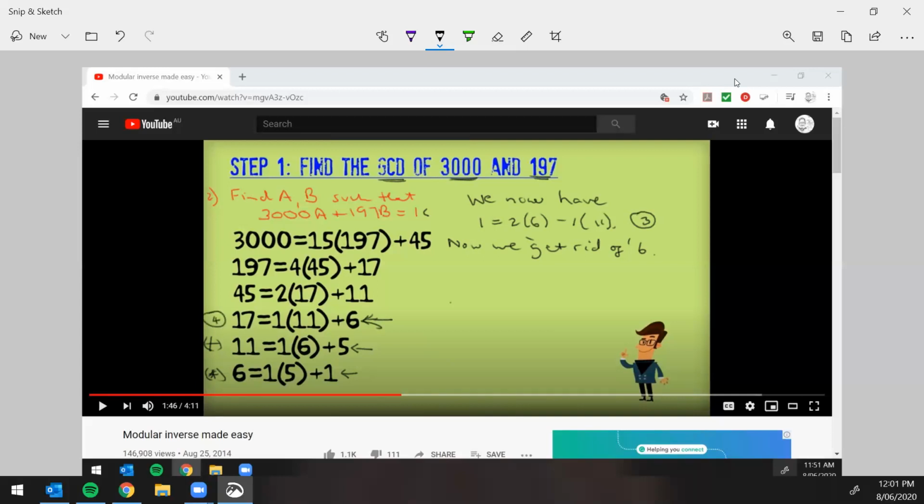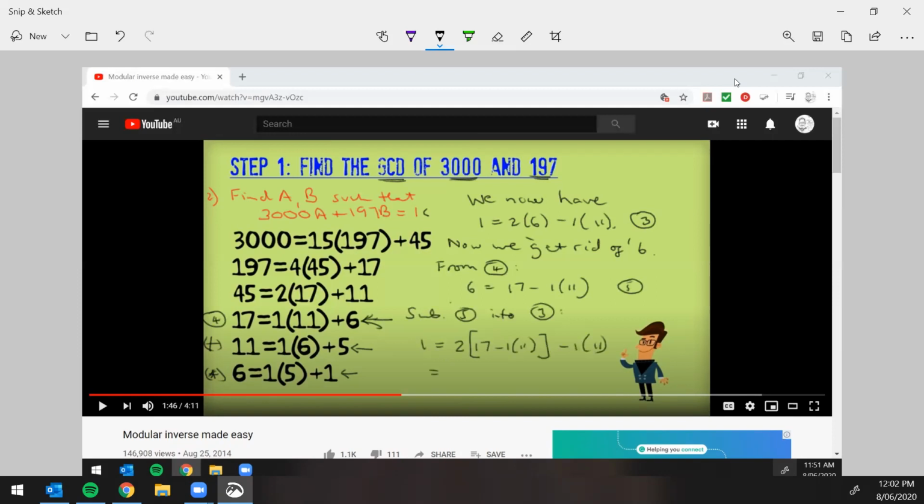So from 4, what do we have from 4? 6 equals 17 minus 1 times 11. Okay, I'll call that equation 5. So now substitute 5 into 3. So what do I get? I get 1 is equal to 2 times... Now I want to get rid of 6, so I'm going to put a big bracket. I'm going to put 17 minus 1 times 11, minus 1 times 11.